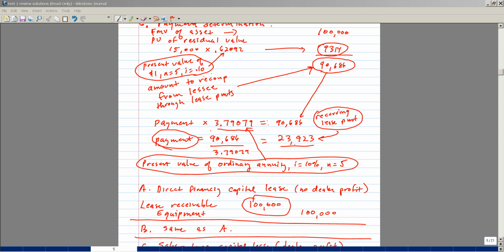Now there are two components to the minimum lease payment. There's the present value of the recurring payment, which is $96.86. That's just the $23,923 lease payment amount times the present value of the ordinary annuity factor. That gives you $96.86. Plus there's a second component of minimum lease payments, which is the guaranteed residual value. The present value of the guaranteed residual value is $93,140. So the total present value of minimum lease payments in Part B is $100,000. The entry in B is the same as the entry in A. It's just that your reasoning is different.